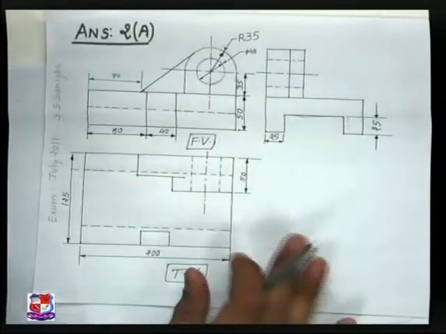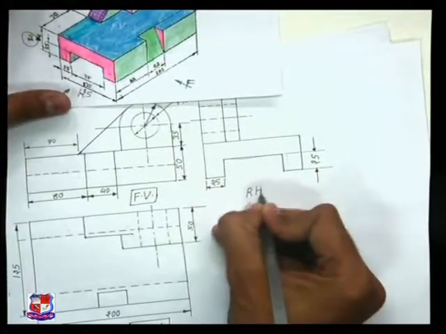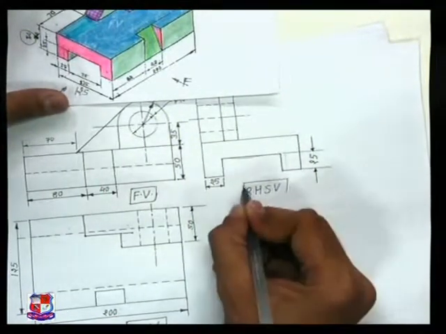Write the name of the view. This is the right hand side view. That should be written, the name of the view.